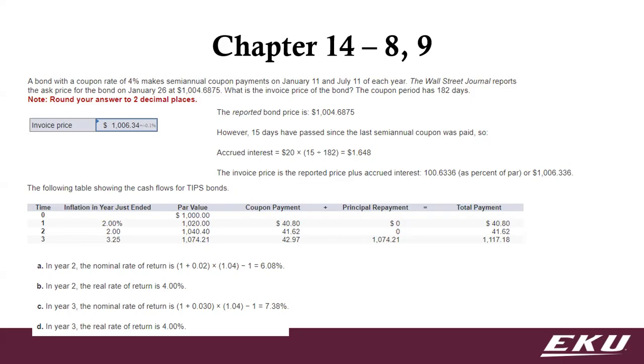And then on the TIPS for problem 9, what we're doing is we're having to include inflation. TIPS is that Treasury Inflation Protected Security, right? So it's protecting from inflation. So we're going to add inflation in to our real rate to get us that nominal rate.